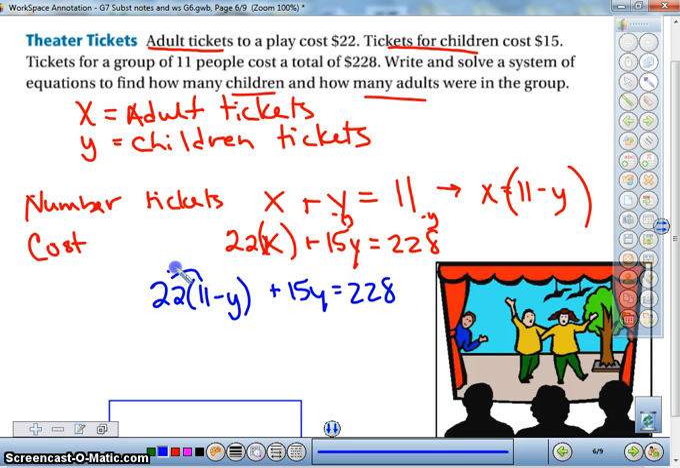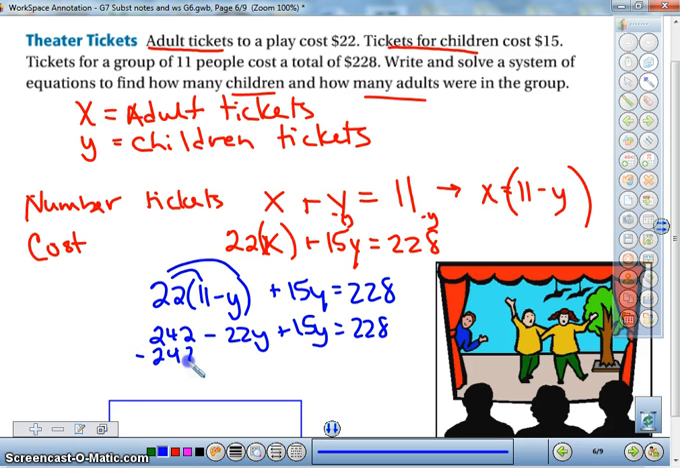This is where you might need your calculator out. 22 times 11, if we are multiplying that, comes out to be 242 minus 22y plus 15y equals 228. If we subtract the number 242 from both sides, we're going to get a negative number here. So please take out your calculator. 228 minus 242. Negative 22 plus 15. That's going to give us negative 7y. And this comes out to be a negative 14.